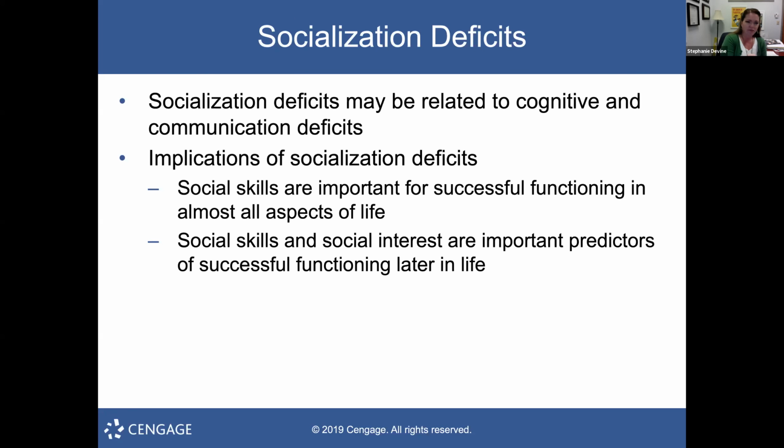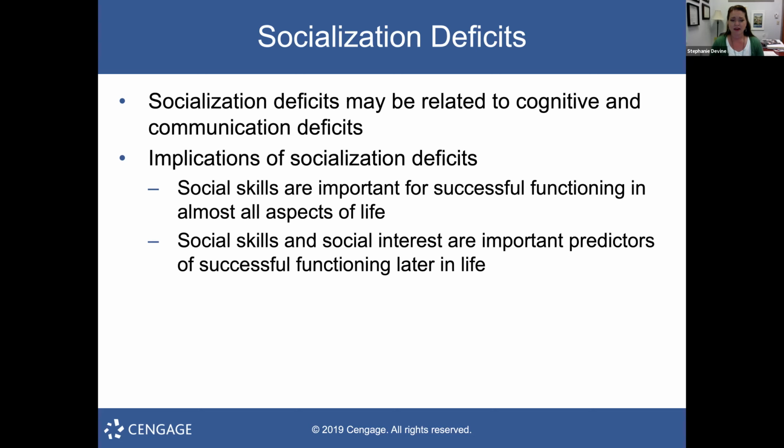Socialization deficits may be related to cognitive and communication deficits. Makes sense, right? If you have a communication deficit, it's really difficult to then have really great social skills. And if you have some cognitive barriers, then it's going to be hard for you to pick up on those subtleties related to social interaction, successful social interaction, social competence. So what happens? Well, we know with those socialization deficits, life can be challenging. It is important to have good social skills in order to be functioning in almost all aspects of life in general.